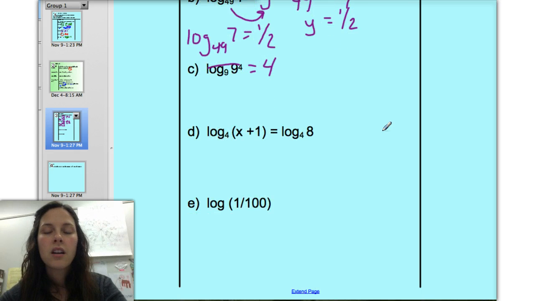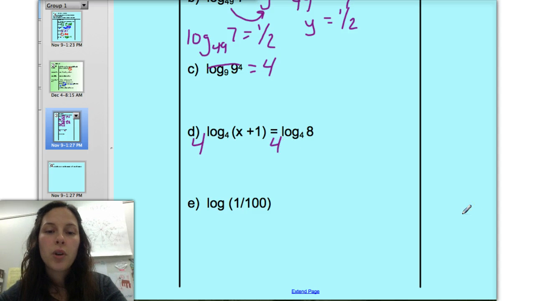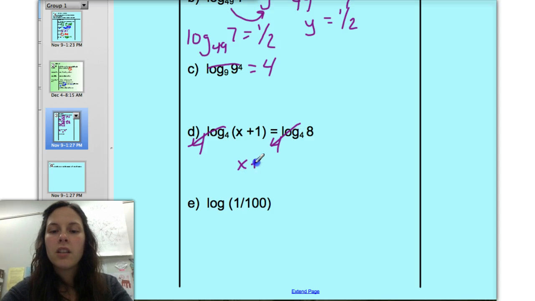The next one is our kind of our common sense property of logs. If you have two logs with the same base equal to each other, essentially you can drop the logs. What we're really doing to show you how we're solving the equation, how we're getting those logs to cancel, is we're turning both sides into the exponent with a base of 4. So we're using the inverse property for logs and exponents. Base 4 to the log base 4 power cancel each other out on both sides, leaving us with x plus 1 equals 8. And of course, subtracting 1 from both sides, we get x equals 7.